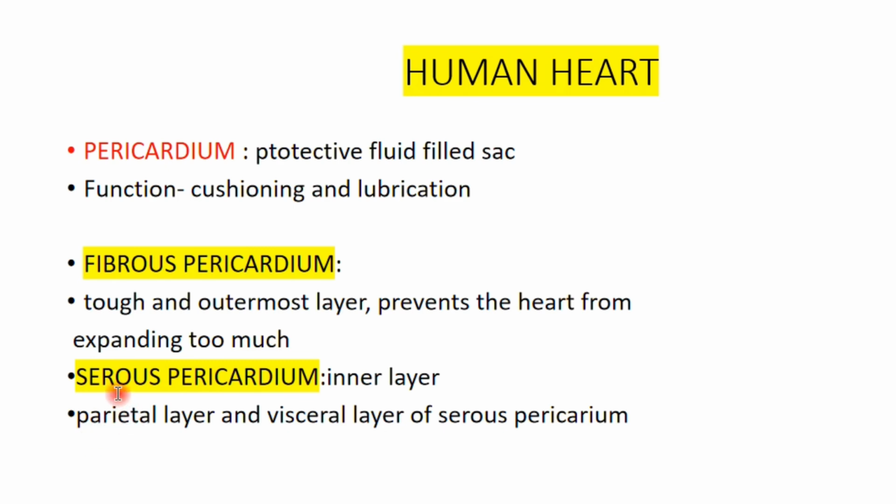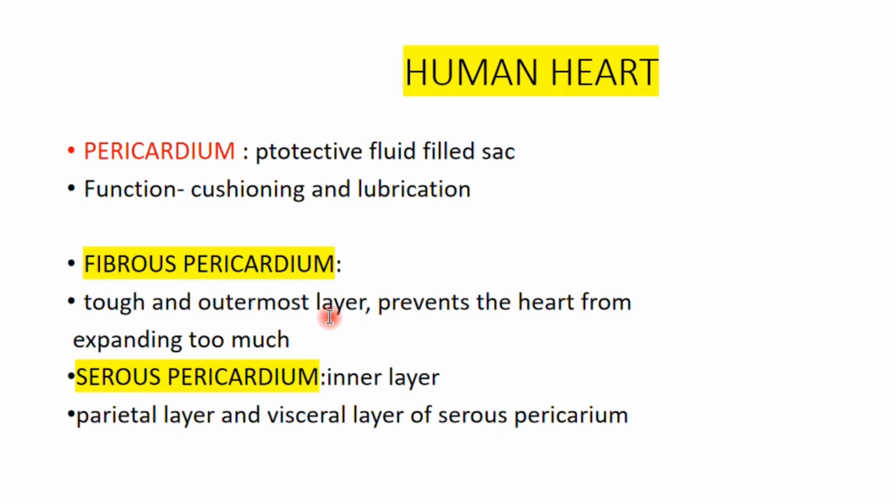The fibrous pericardium is the tough, outermost layer of the pericardium, which is made up of connective tissue that prevents the heart from expanding too much. The serous pericardium is the inner layer of the pericardium and it is also made up of two layers, the parietal layer of serous pericardium and the visceral layer of serous pericardium.